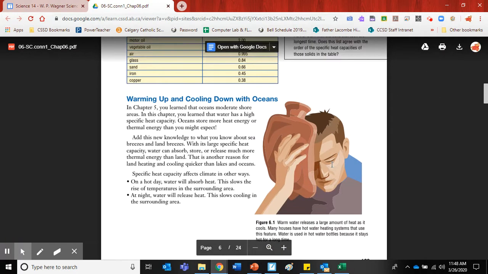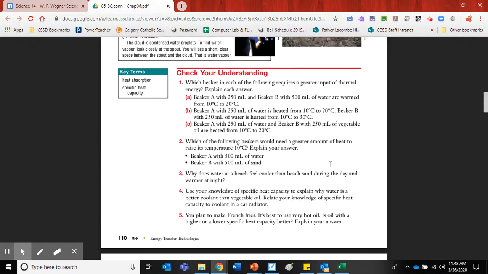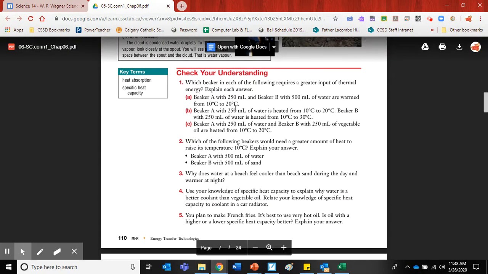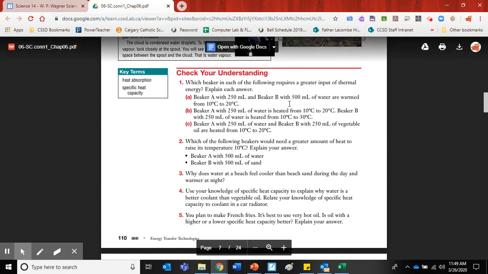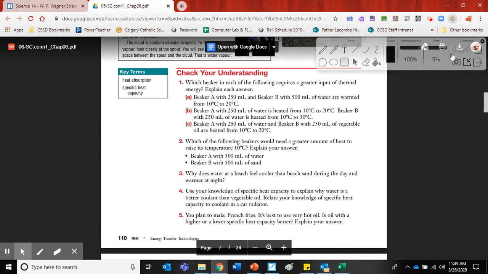The thing to include, though, would be something like these practice questions. And you could write one out and figure out how you need to answer it, or figure out how you actually apply specific heat capacity if you wanted to actually practice with it. This would be perfect to go through and write down one of these questions. And so we could even think through a beaker with 250 mL and a beaker with 500 mL is heated from 10 degrees to 20 degrees. Which one requires more energy?